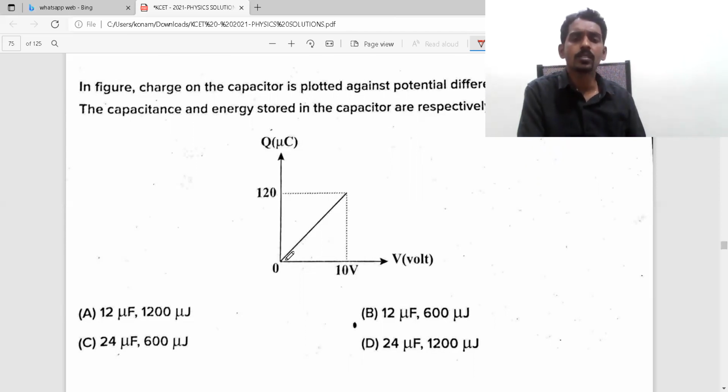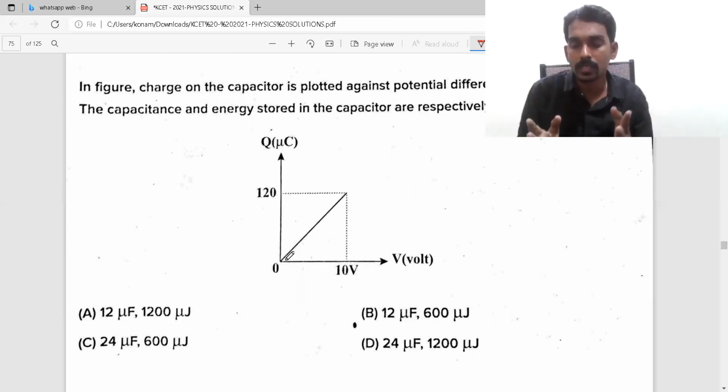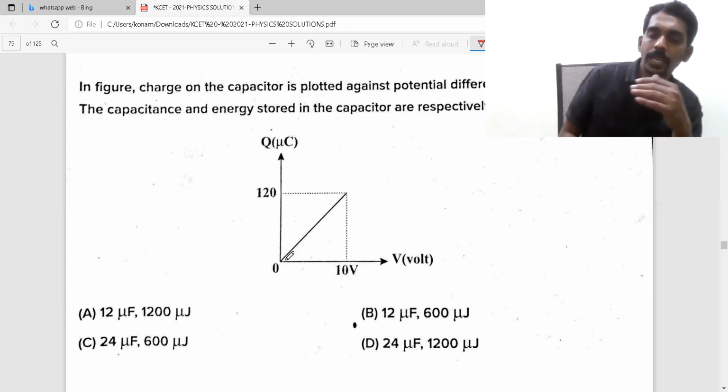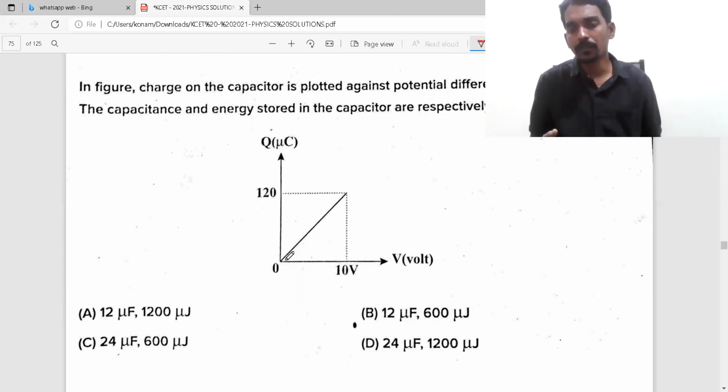Maximum charge is 120, maximum voltage is 10. So directly also you can calculate energy, Q into V. But here we want capacitance. Capacitance means C equals Q by V. How can you find it from the QV graph? Q by V means the slope of the QV graph. That you should understand. Slope means Y quantity by X quantity. Area below the graph means Y quantity into X quantity.